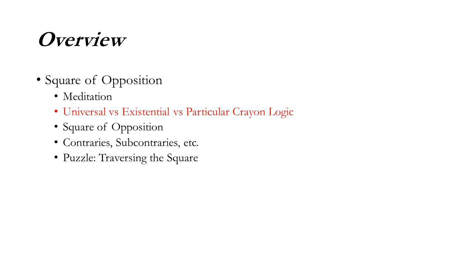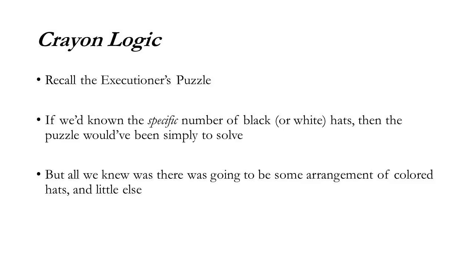We'll call this the universal, existential, particular distinction. Recall as well that this was brought up in the context of the executioner's puzzle. In this puzzle, you have 10 people in a line. They're going to be executed unless they can say what color hat they're wearing. The hats are either black or white.